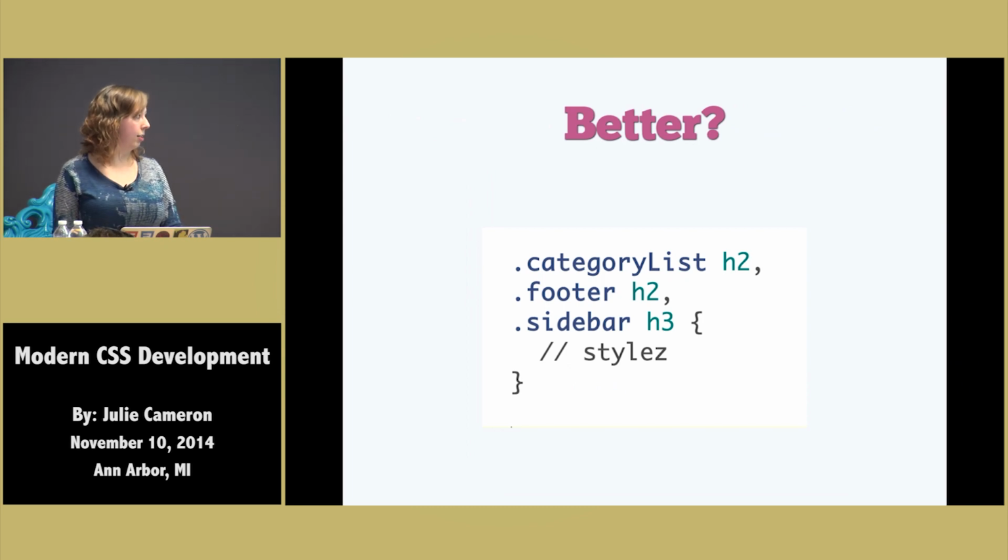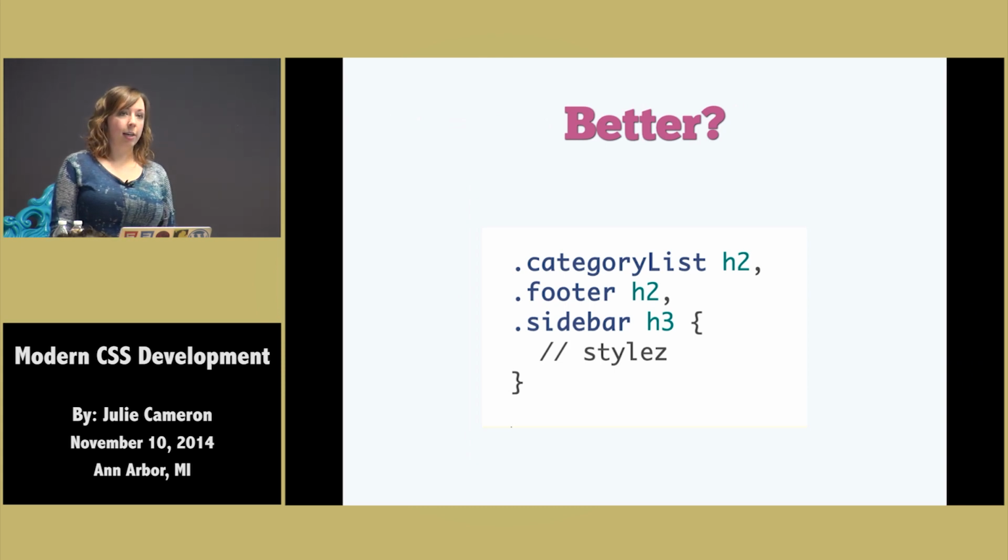Well, we could group our selectors together. But like I said, if we're working in a 5,000 line CSS file, that's going to cause us issues. We're not going to know where to look when we actually want to change these styles. Do we go to the category list, or the sidebar, or is it in the footer? Where are these things at? So it's kind of impractical to do that in this case as well.